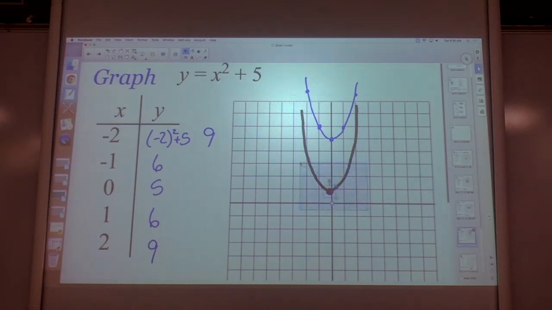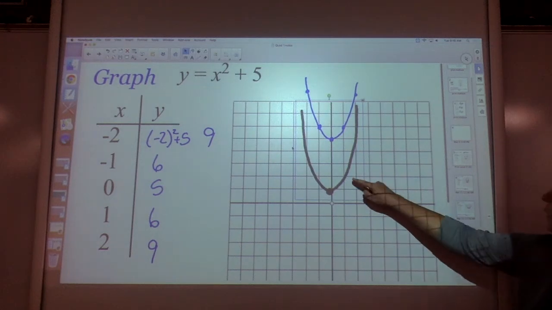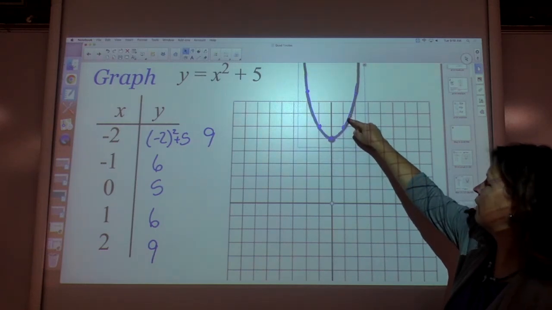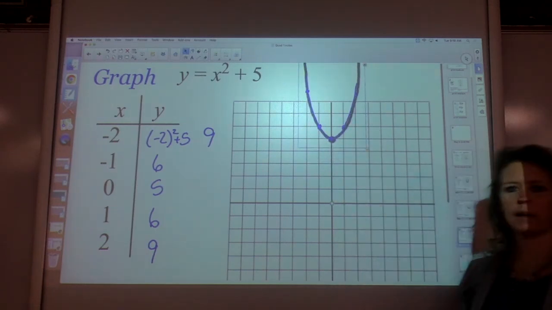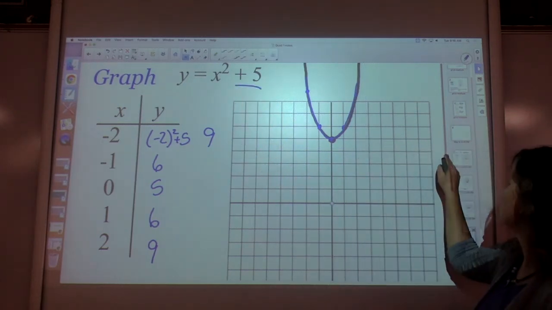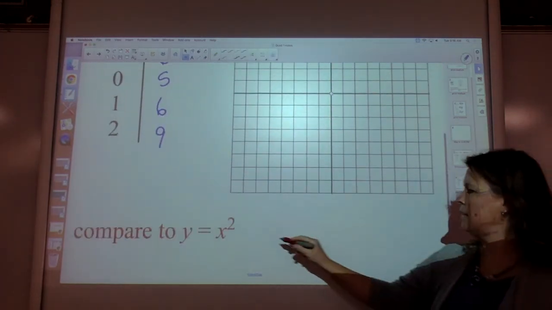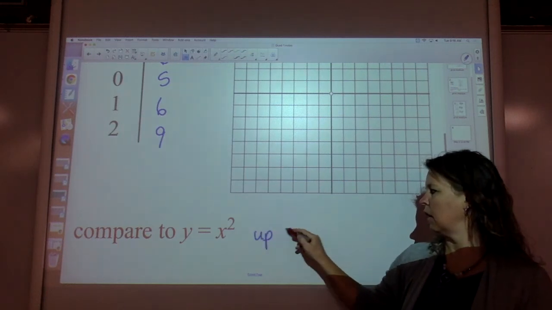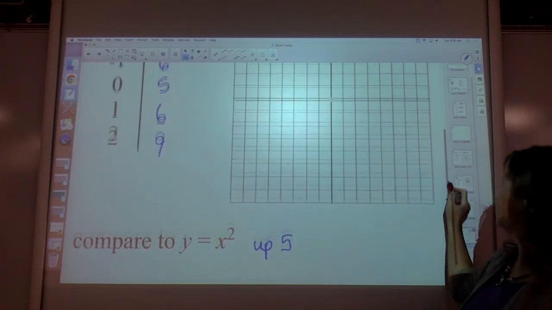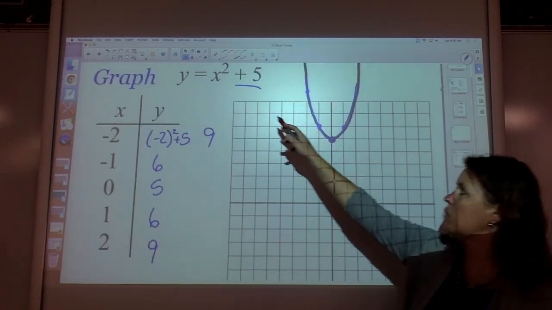Take my vertex with it. There we go. If I move that 1, 2, 3, 4, 5 spaces, it's exactly the same graph. What does the plus 5 do to my parent function? It didn't change the shape of it at all. All it did was move it up 5. Why didn't it change the shape of it, make it taller or shorter?